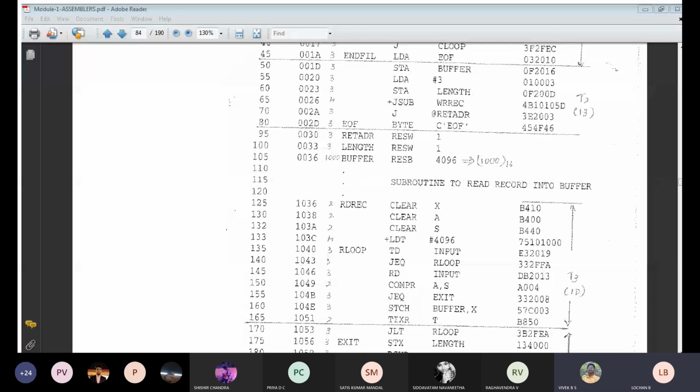Sir, tell me, why did we take this line number 105? Why did we take line number 105? If you see that particular instruction, after this one they have jumped the instruction. Jumping is nothing but they have told: subroutine to read the record into the buffer. So one particular file, after that we have jumped an instruction. After that we will be jumping one more instruction.